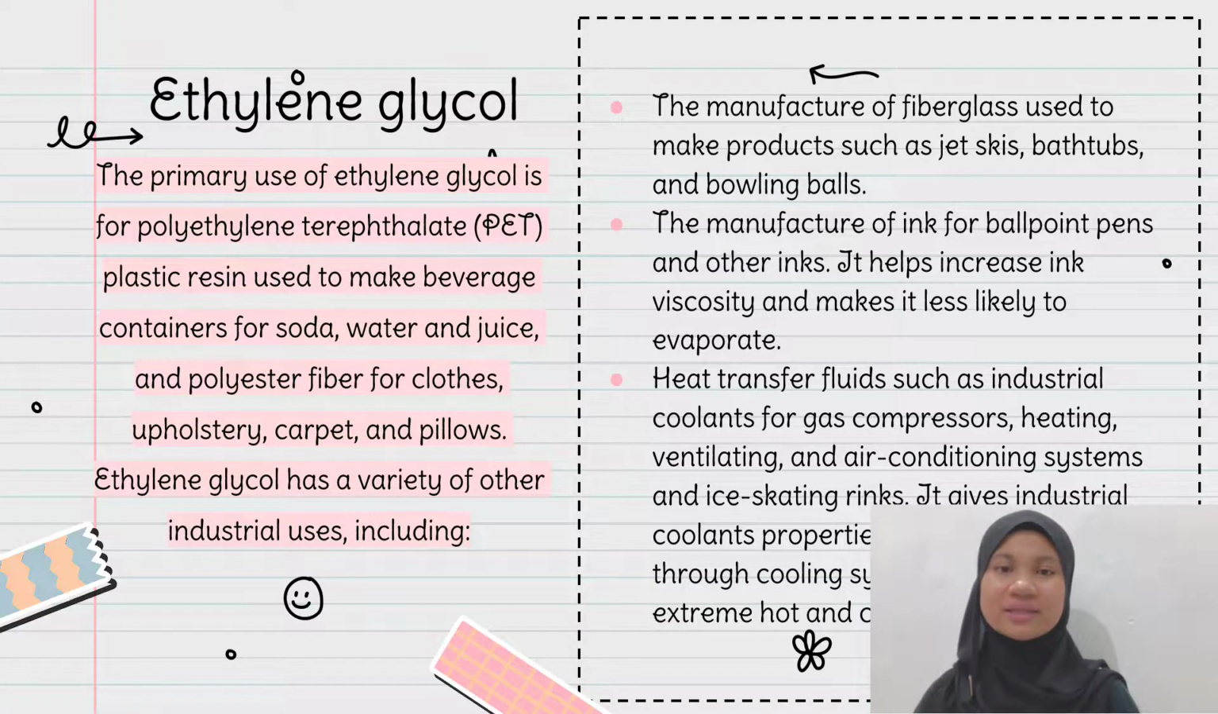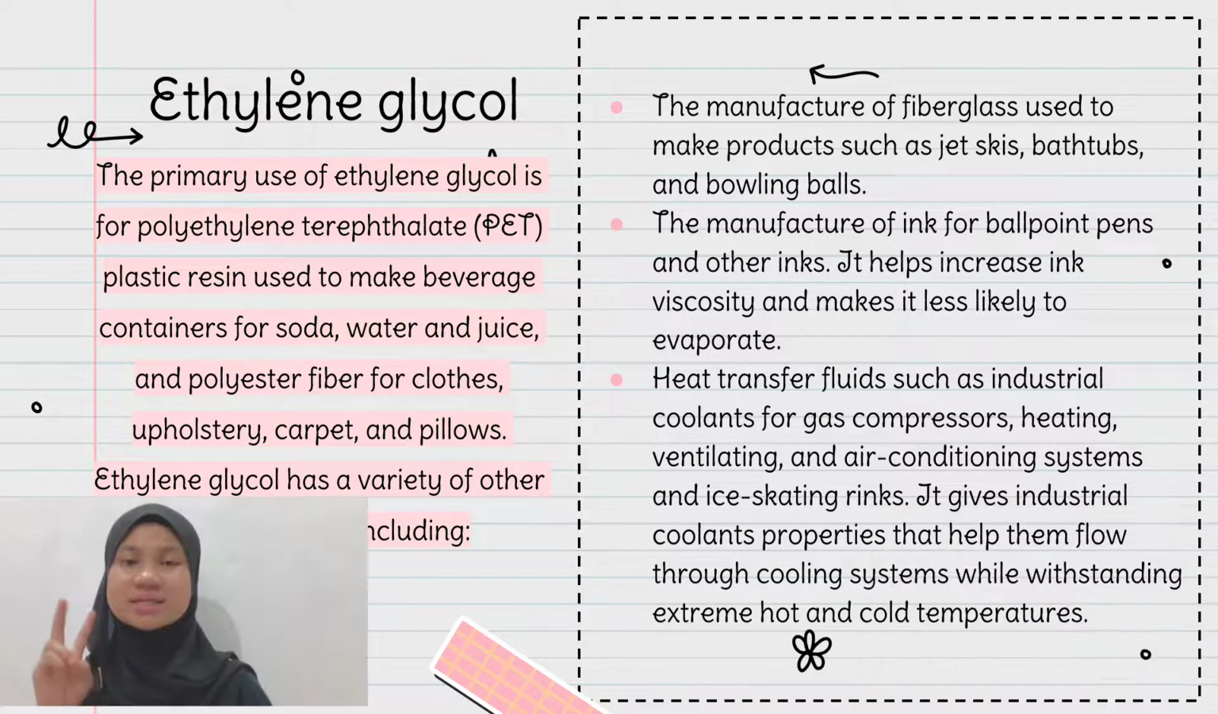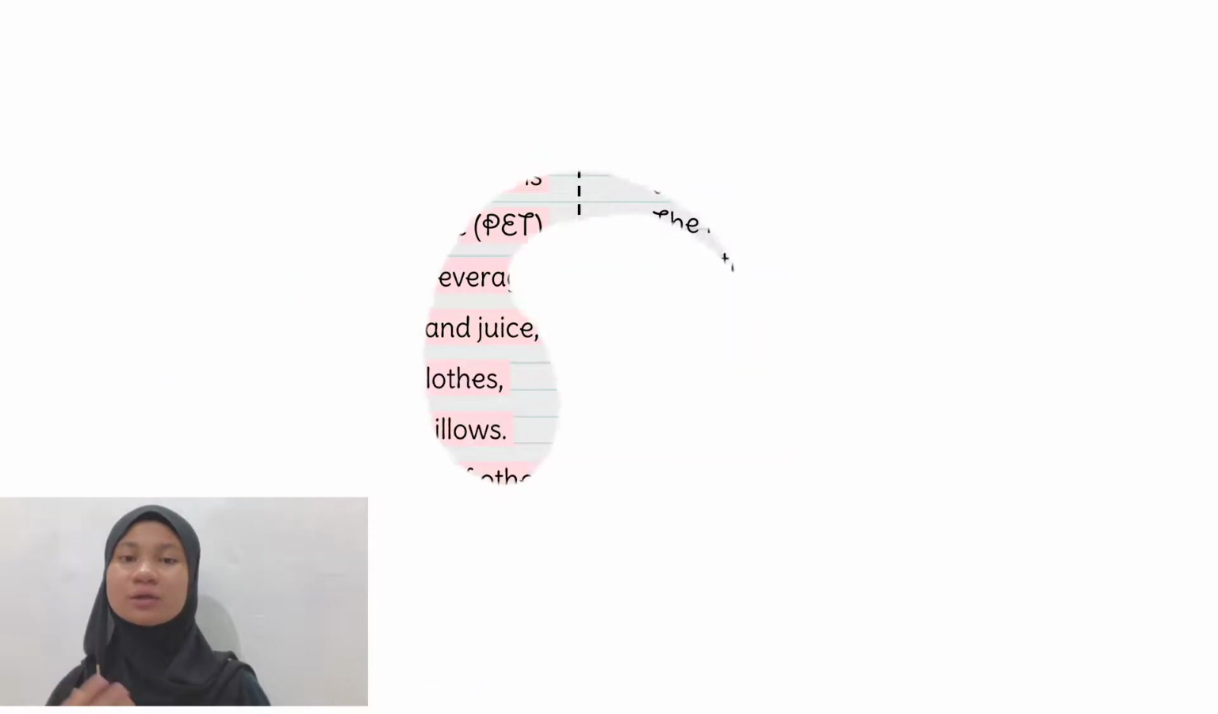Ethylene glycol has a variety of other industrial uses, including, first, the manufacturing of fiberglass used to make products such as jet skis, bathtubs, and bowling balls. Second, the manufacturing of ink for ballpoint pens and other inks. It helps increase ink viscosity and makes it less likely to evaporate. And the last one is heat transfer fluid, such as industrial coolants for gases, compressors, heating, ventilating, air conditioning systems, and ice skating rinks. It gives industrial coolants properties that help them flow through cooling systems while withstanding extreme hot and cold temperatures.